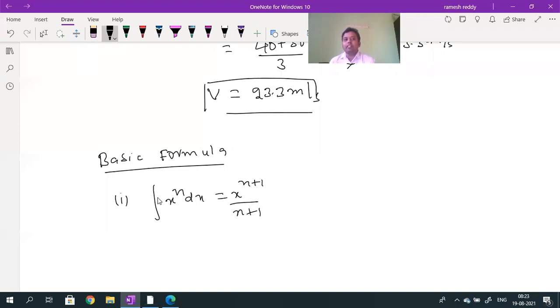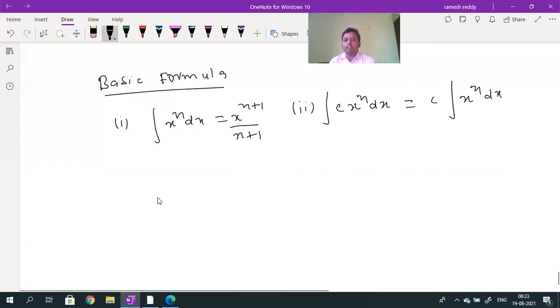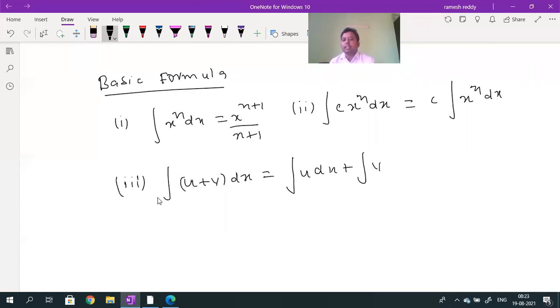This formula you must remember. And what about the second formula? If any constant is there, integration of c into x power n into dx is given by c, which can be written outside, times integration of x power n into dx. One more formula: if there are more terms, integration of u plus v into dx, which I am recalling once again, will be equal to integration of u into dx plus integration of v into dx. These are the basic formulas.